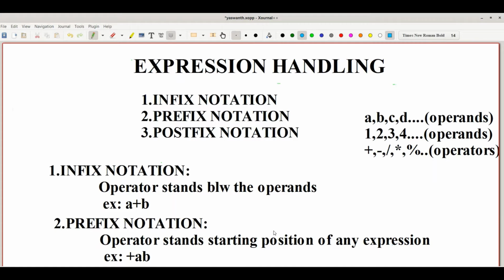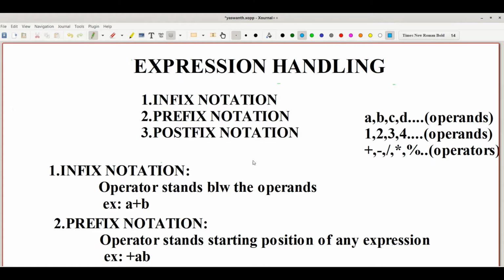In the last class, we discussed some of the topics in data structures. Today, we are going to discuss a new topic, which is expression handling. It is an application of stack operations. Expression handling is entirely based on the stack operation only. In expression handling, we have three types of notations. One is infix notation, another is prefix notation, and the last is postfix notation.